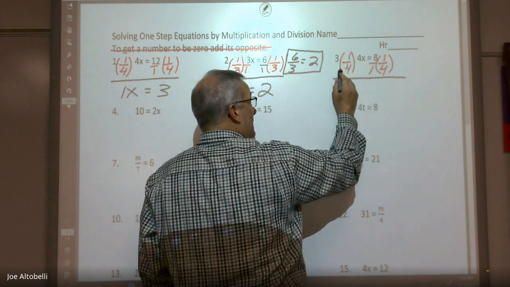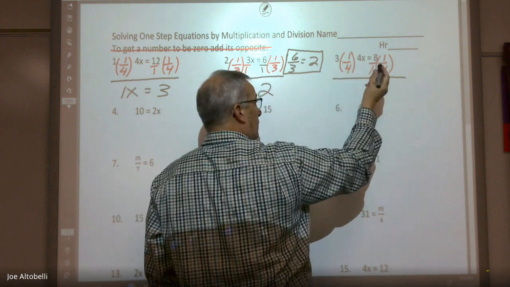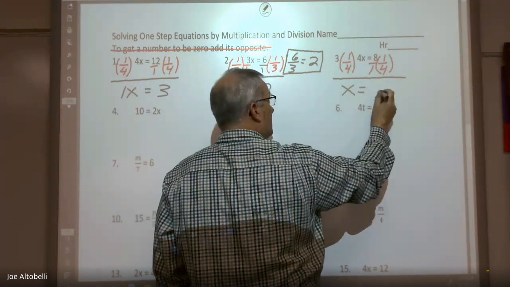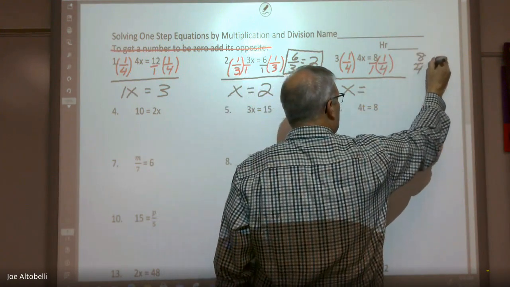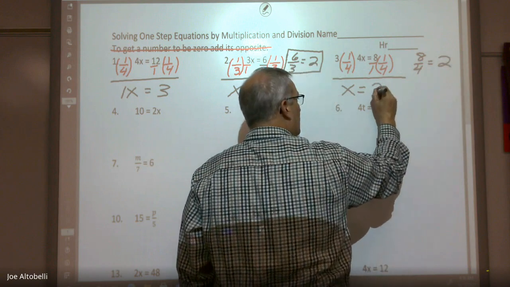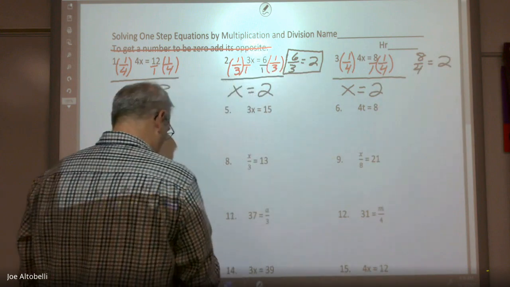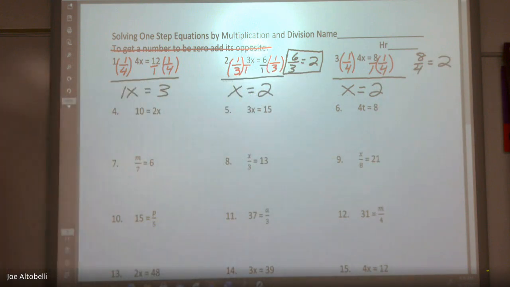When I do that, here I get just 1x. Here, I'll write it, I get 8/4, which is 2. So the challenge today isn't so much to find the answer, because many of you were able to find the answer before we did anything. The challenge is, how do you write it and show it?